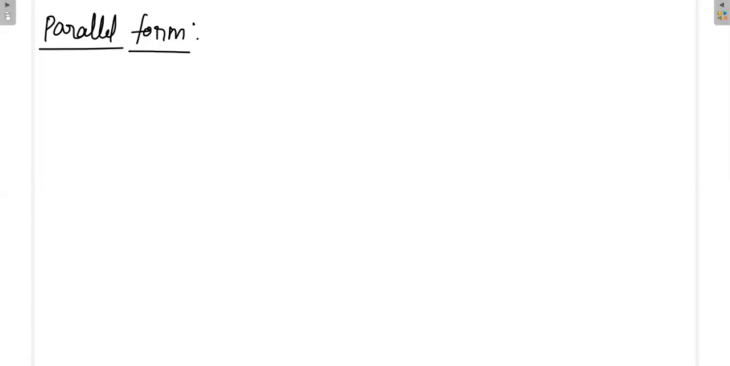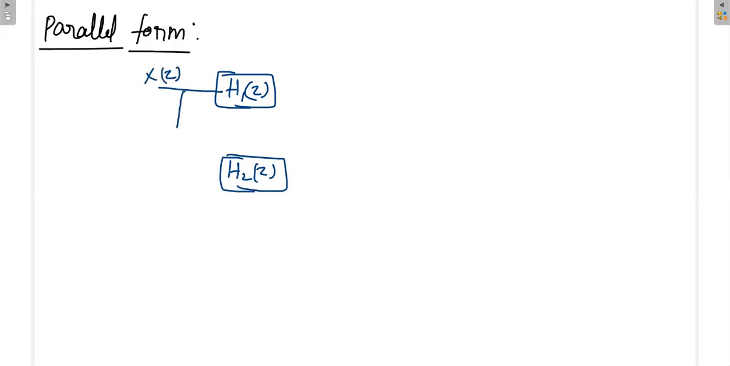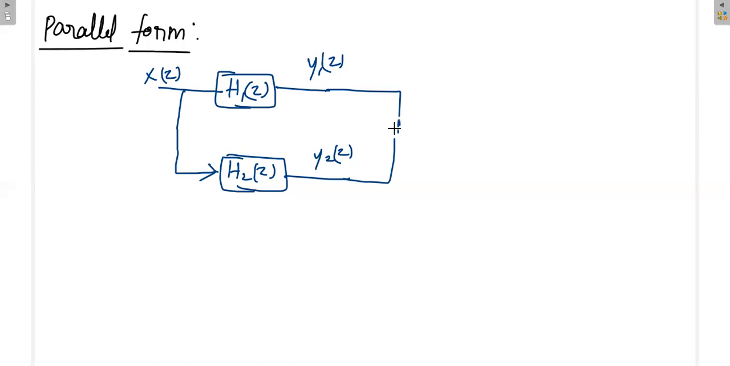In case of parallel form, suppose there are two systems h1 of z and h2 of z. For both systems, the input will be common, that is x of z. The same input x of z is given to both system 1 and system 2. But depending on the system transfer function, they produce different outputs, y1 of z and y2 of z, even though the input is the same. Again, we have to combine these two, and finally we'll get y of z.